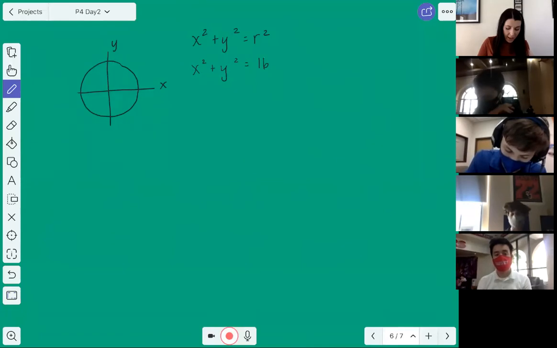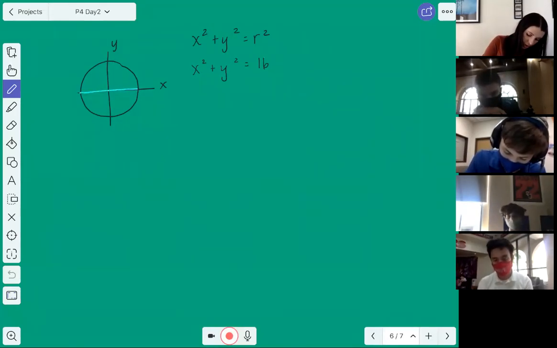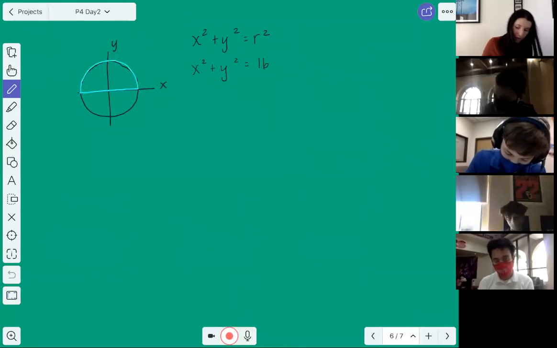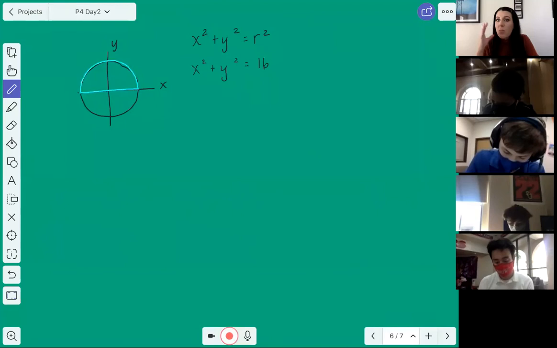Now, what we have is half of a circle. So we're going to draw our circle like this. We're not going to include that bottom portion. We're just going to include this blue portion. And the mistake I see from a lot of guys is that they'll just take this equation and divide it in half.